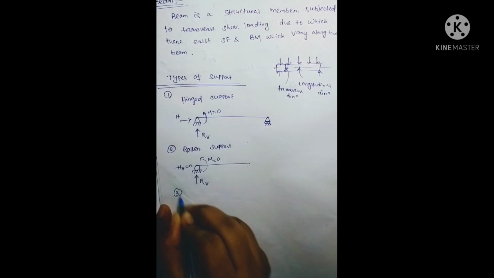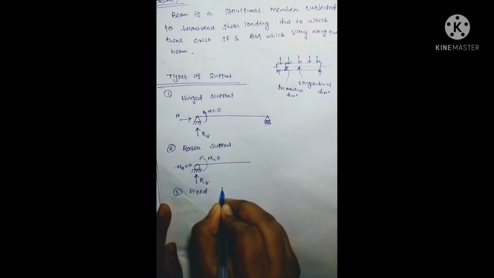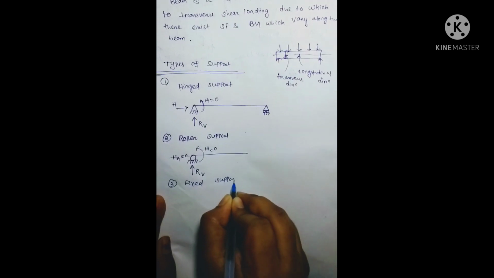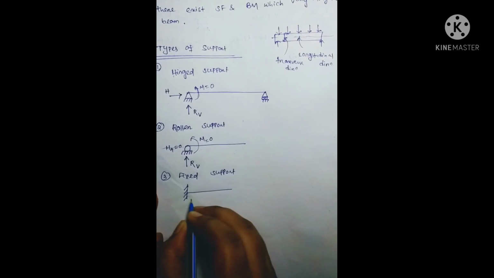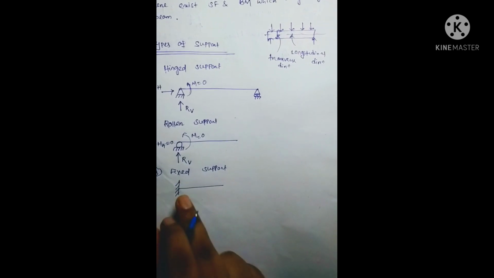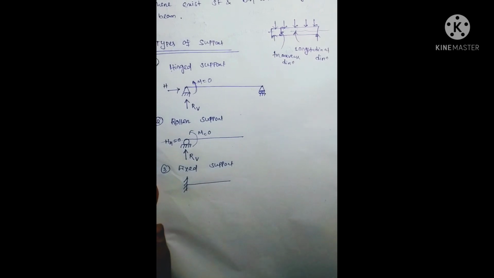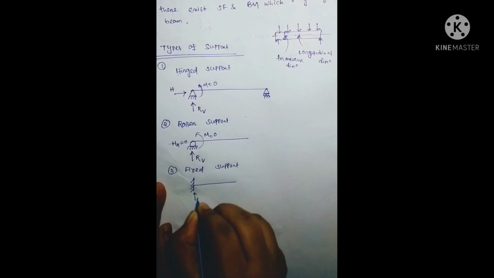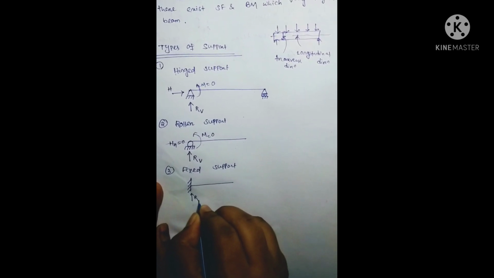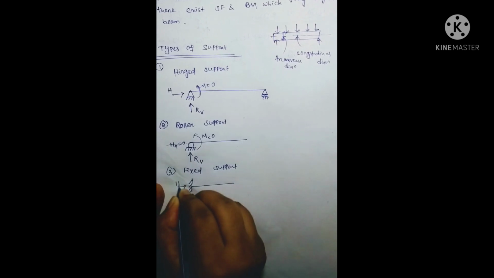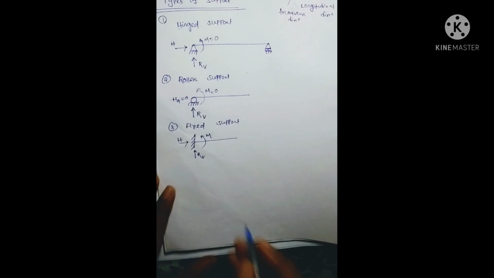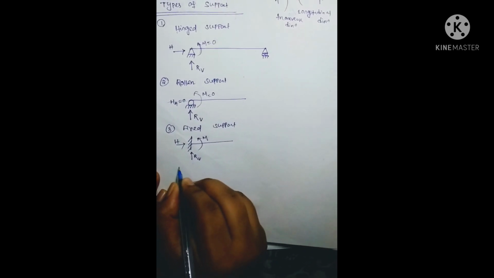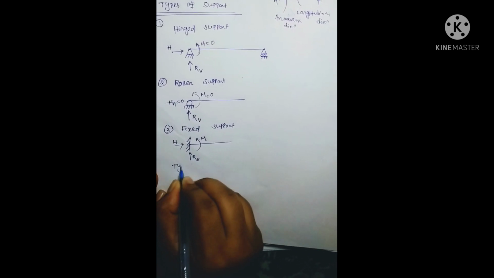Okay. Then the fixed support. The support which is fixed is called a fixed support. In a fixed support, horizontal, vertical and rotational movement are all restricted, so it gives reactions. So RV, H, and also M will develop. Okay, next we'll move to types of loading.